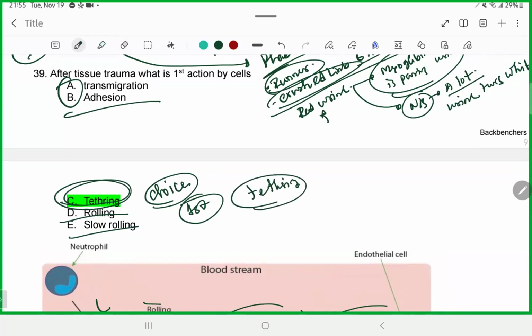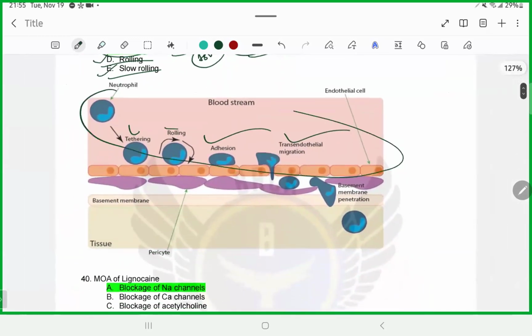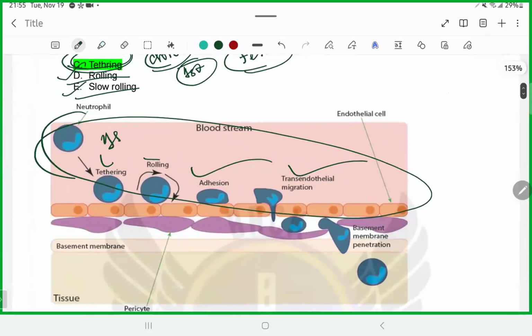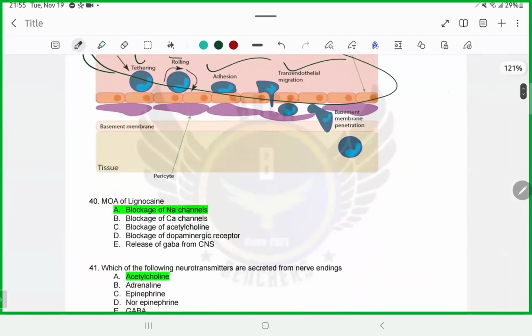The only things they remember are tethering, and some people remember low rolling, slow rolling, and adhesion transmigration. We don't really know; that's not really reliable. What you do is just remember the serial. You just remember the serial, and which one comes first in the serial from your choices, you select that.